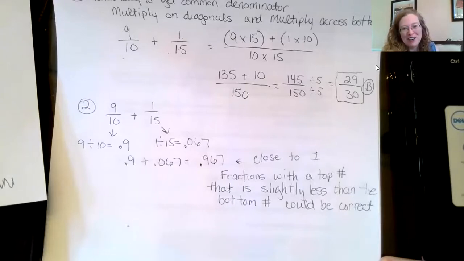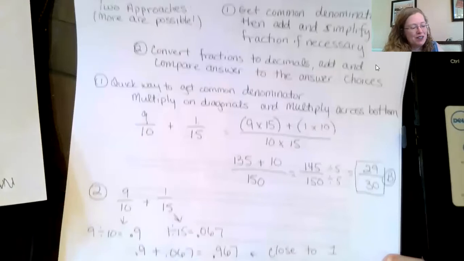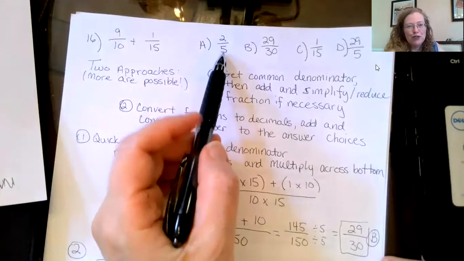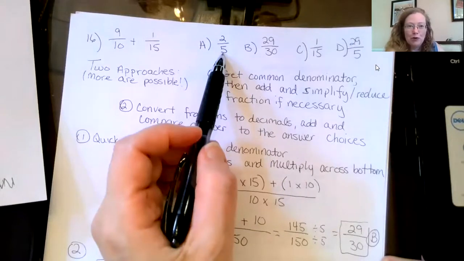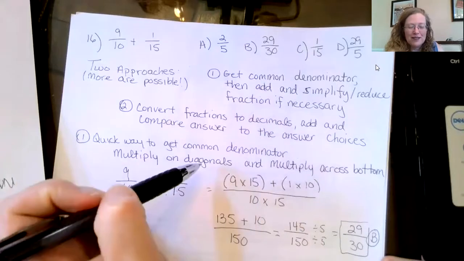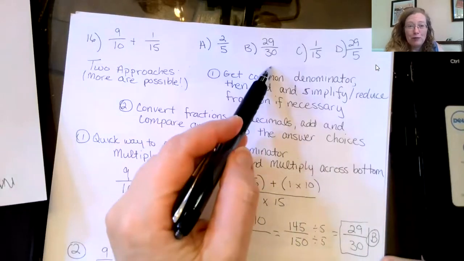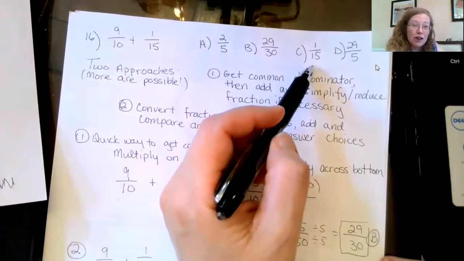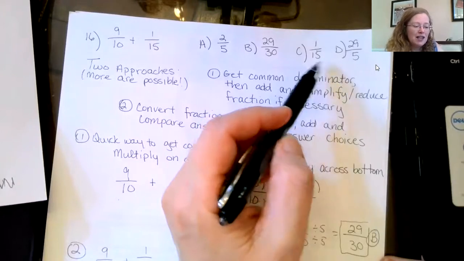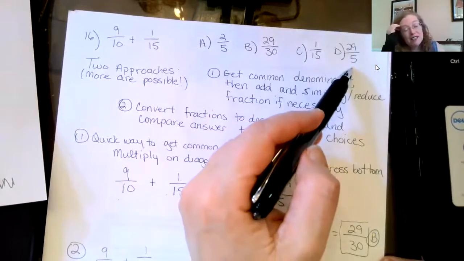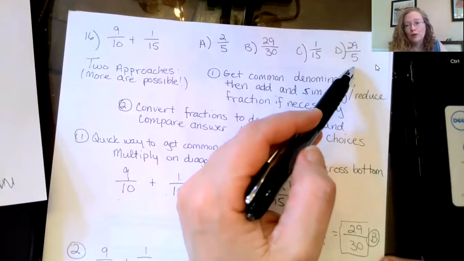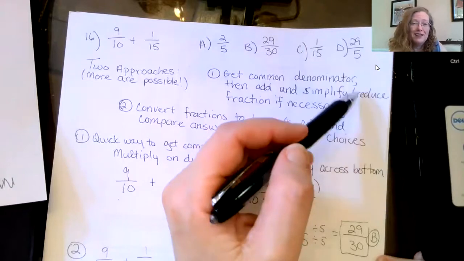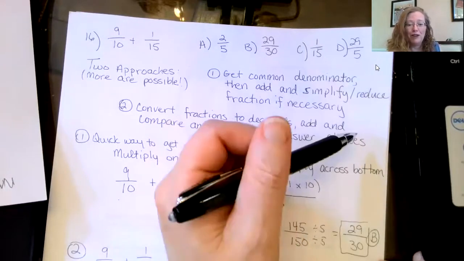Because if I come back and look at these answer choices, 2 out of 5, well, 2.5 out of 5 is half, so that's not even going to be 0.5 for that one. That's not close to 0.967. 29 out of 30 probably is correct. 1 out of 15 is nowhere near close to 1 or 0.967. And 29/5 is going to be a mixed number, with a whole number 5 and a fraction, 5 4/5 or 5.8. That's definitely not what we have going on here.